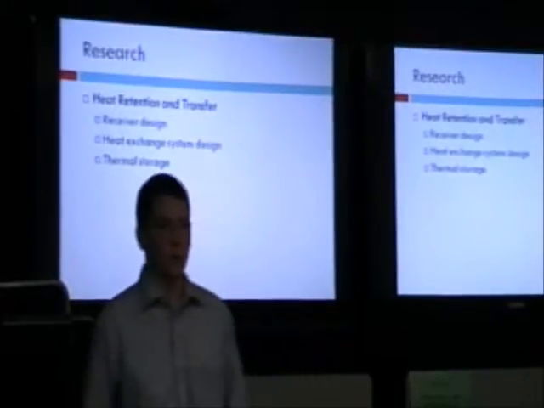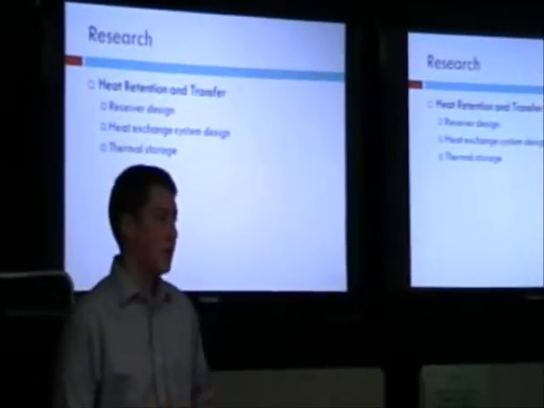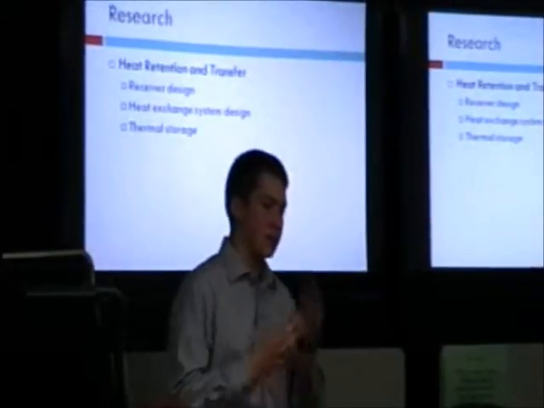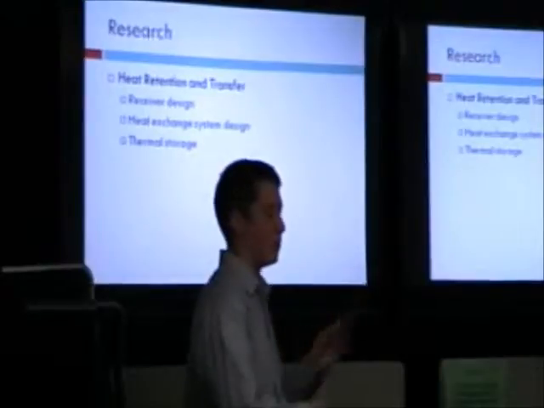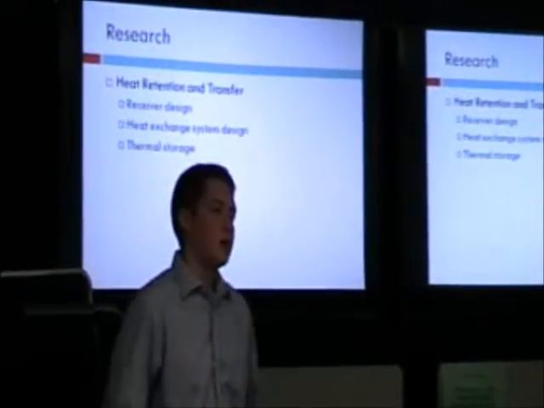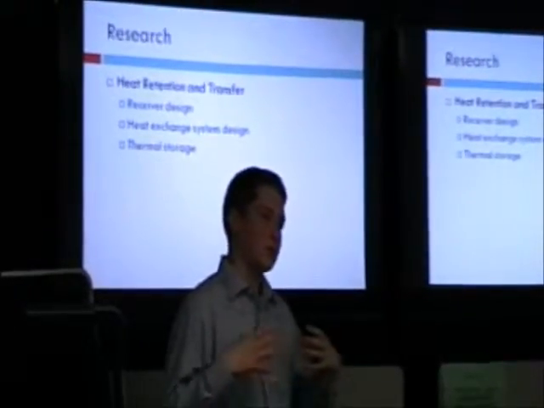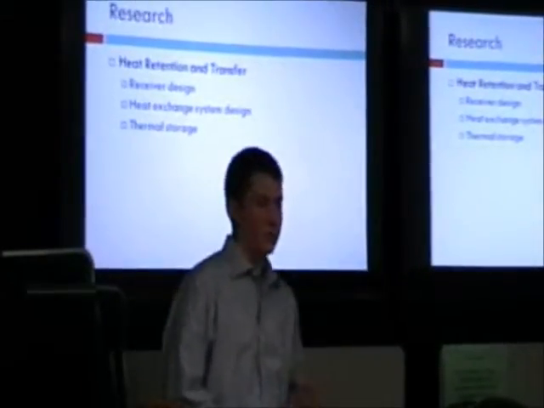The first aspect that I felt was important was heat retention and transfer. The key component of this was receiver design. The receiver is the central part of the dish. In some of the pictures, the original one is kind of a red color on mine. It's where all the light is focused. At this point, all this solar radiation is converted into heat, and you want to do this efficiently through a number of different ways.